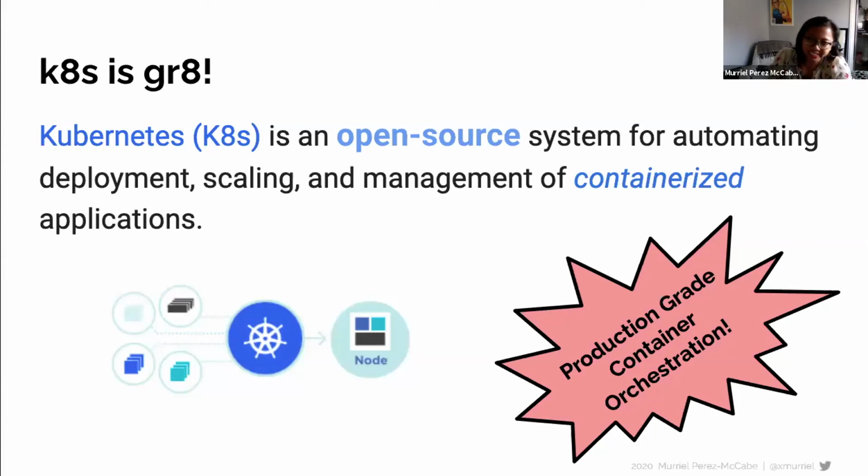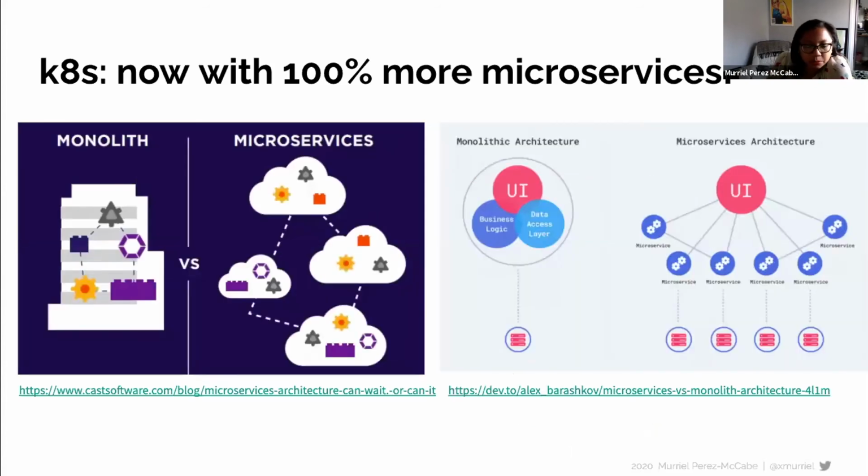So Kubernetes, as you will sometimes see abbreviated as K8s, is basically an open source system for automating, managing containerized applications. I'm sure that a lot of you already are familiar with or have heard of this before. It's super hyped right now, but I won't go into too much of the background and history. It's basically a way of being able to efficiently run and manage containers.